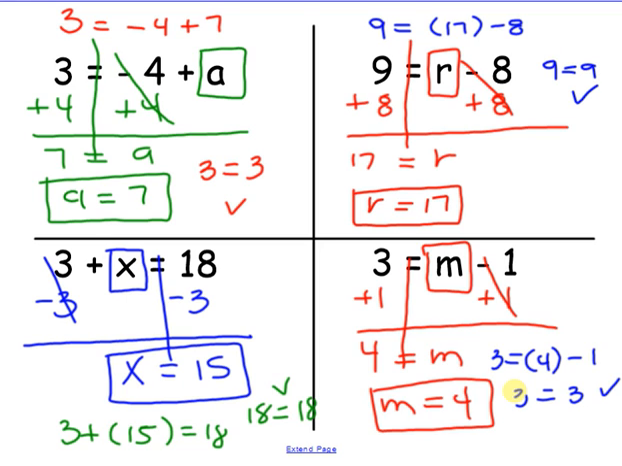Okay, so the first one was just a little bit tricky if you went to check it, so don't worry too much about the first one here, but you could have used a number line to figure out that they equal each other, but I won't give you anything like that on a test or a quiz, so don't worry about that one. But the first one, it was a equals 7, and then it was r equals 17, x equals 15, and m equals 4.